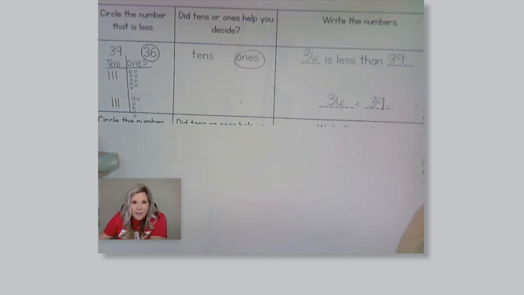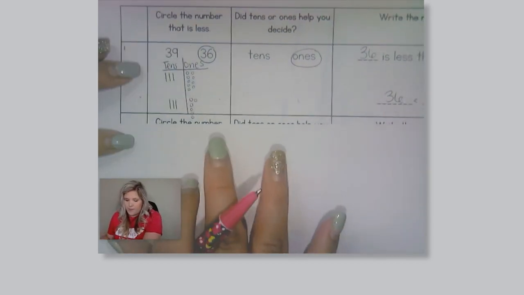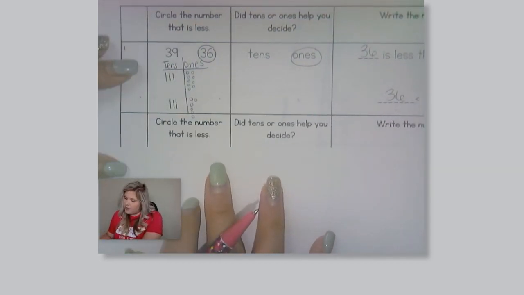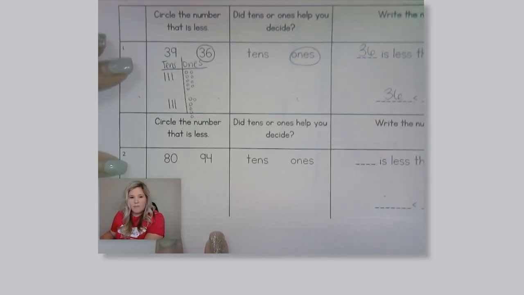Fantastic job. Go ahead and pat yourself on the back because you are so smart. Thank you for following along with me. So far, we have learned that we can compare numbers using base 10 blocks, that quick draw that we've done, and write a number sentence using the less than symbol. Now let's look at our next problem. I'm going to read the problem out loud. Circle the number that is less, 80 or 94.